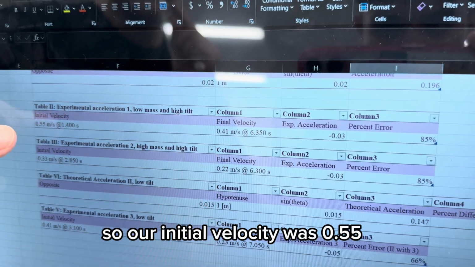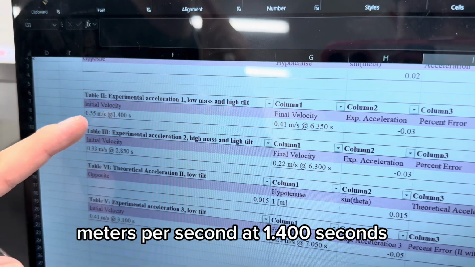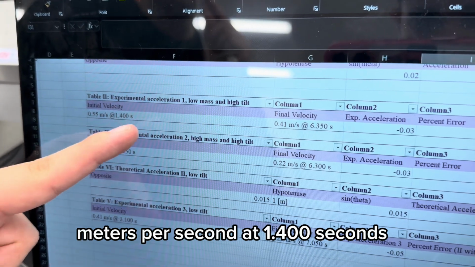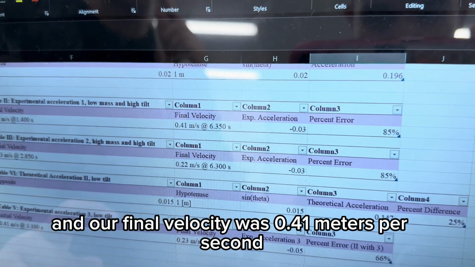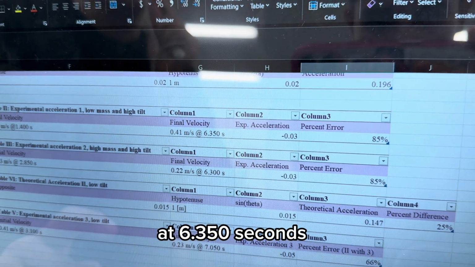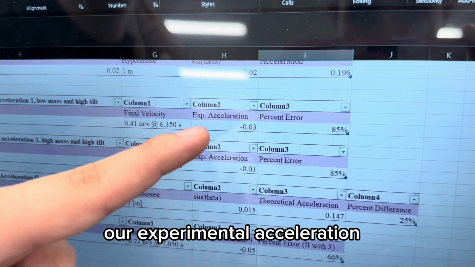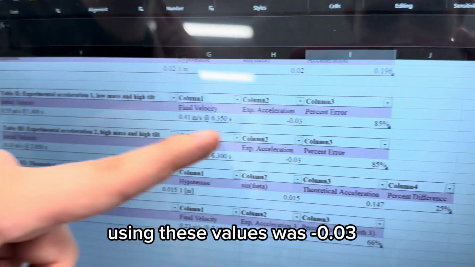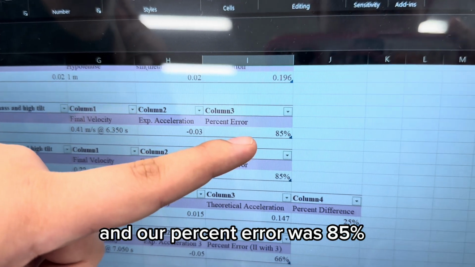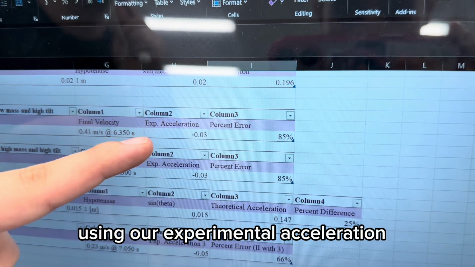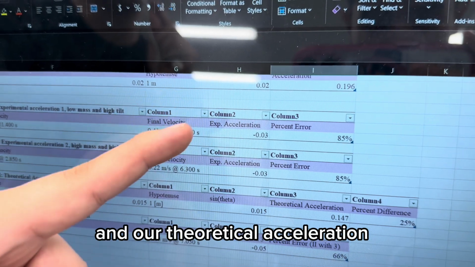So our initial velocity was 0.55 meters per second at 1.400 seconds, and our final velocity was 0.41 meters per second at 6.350 seconds. Our experimental acceleration using these values was negative 0.3, and our percent error was 85% using our experimental acceleration and our theoretical acceleration.